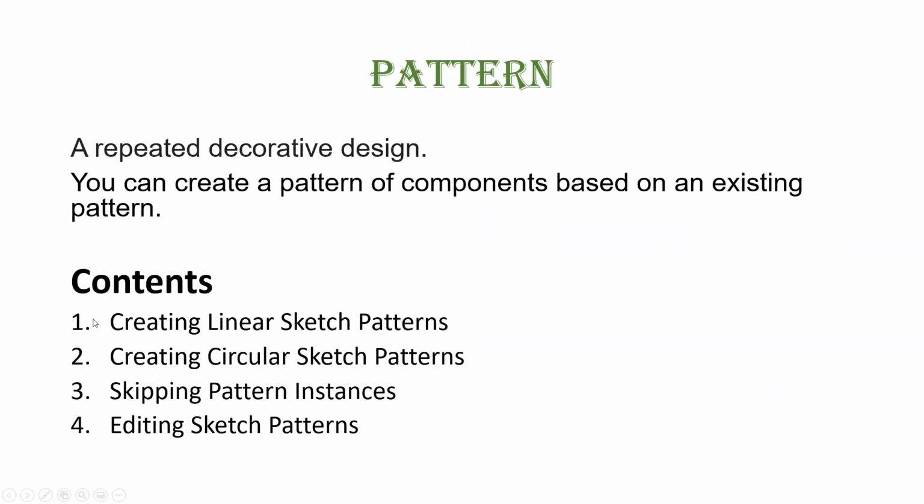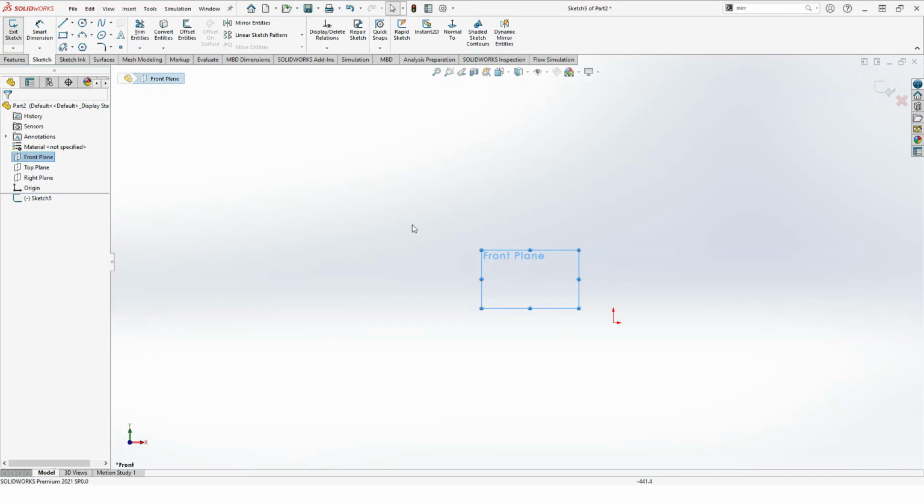Offset is completed. Now I want to talk about the pattern. What is a pattern? A pattern is a repeated decorative design. You can create a pattern of components based on an existing pattern. The contents in pattern are creating linear sketch patterns, creating circular sketch patterns, skipping pattern instances, and editing sketch patterns. Go back to SOLIDWORKS.